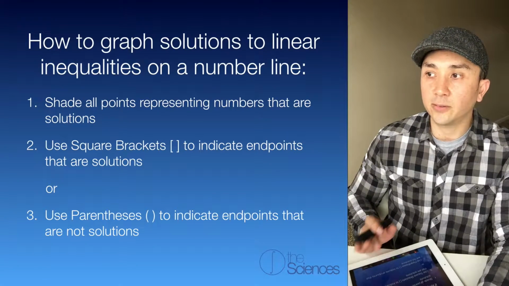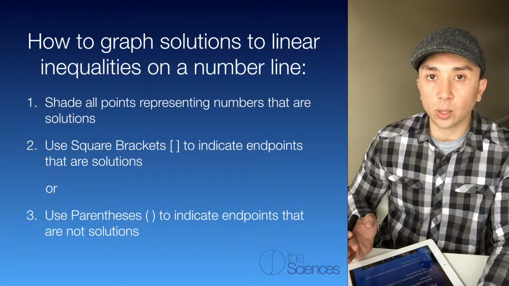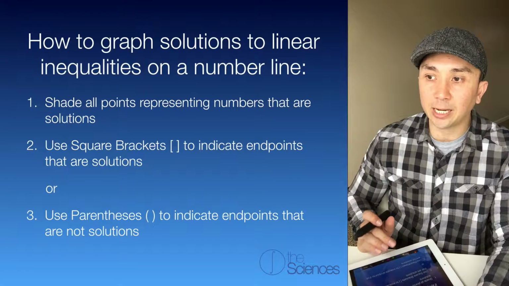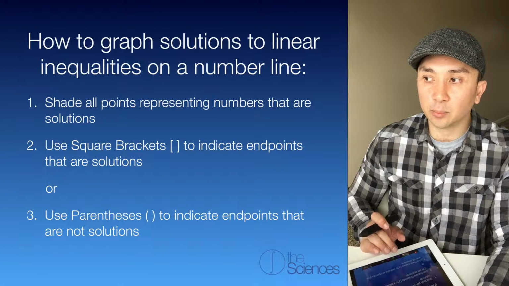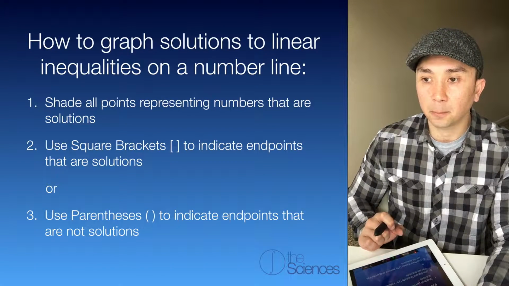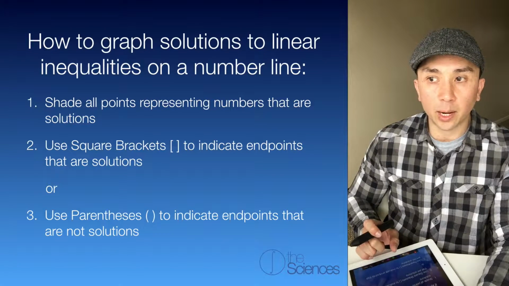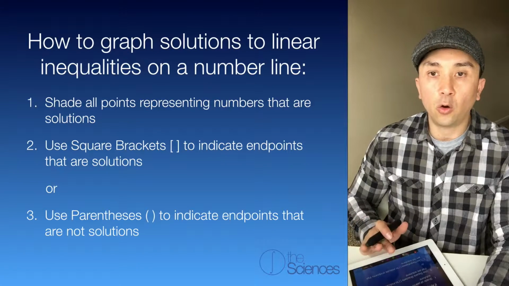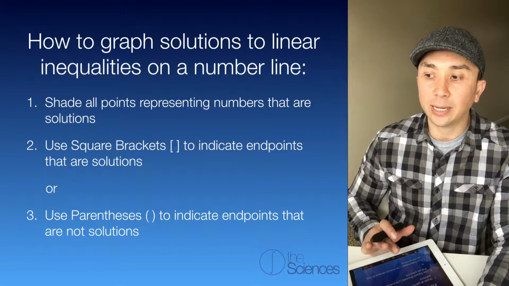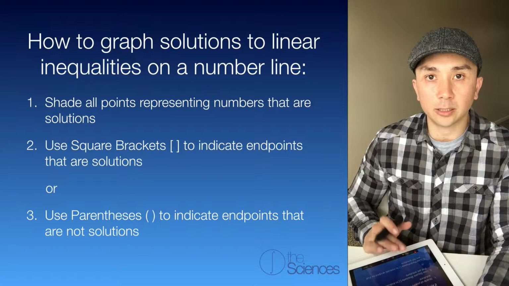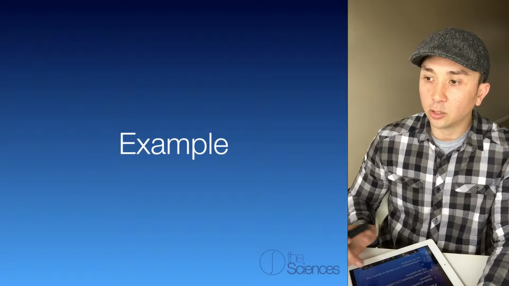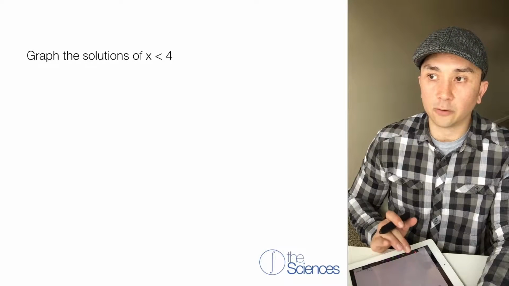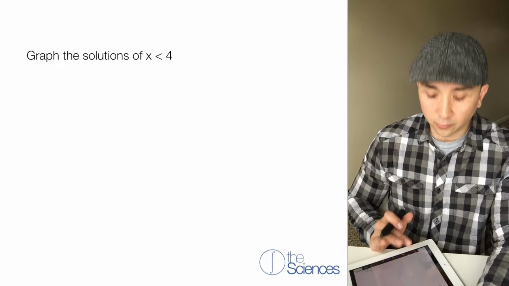So here's how to graph solutions to linear inequalities on a number line. The first thing you're going to do is shade all points representing numbers that are solutions. You're going to use square brackets to indicate endpoints that are solutions, or use parentheses to indicate endpoints that are not solutions. So let's do an example. Let's graph the solution of x is less than 4.